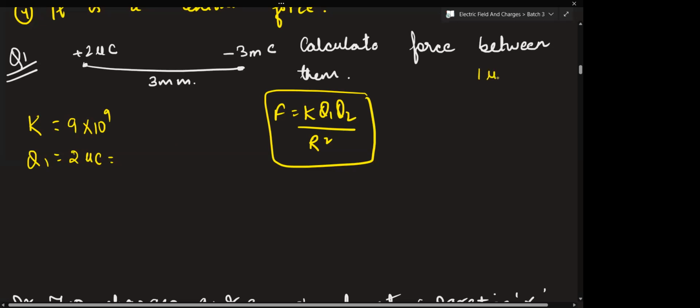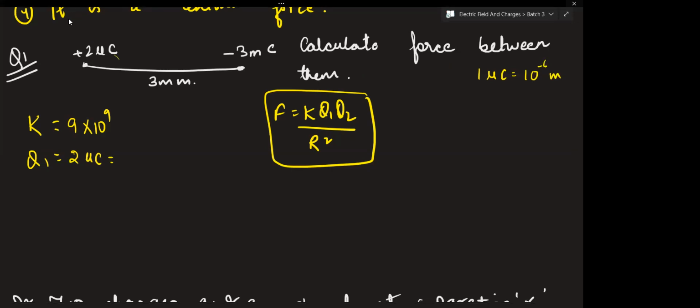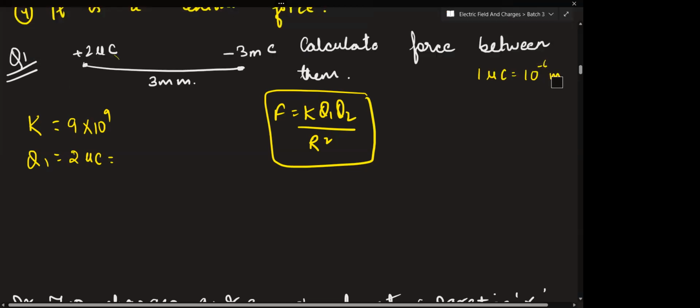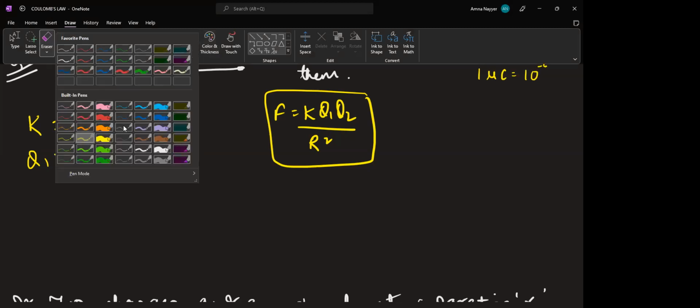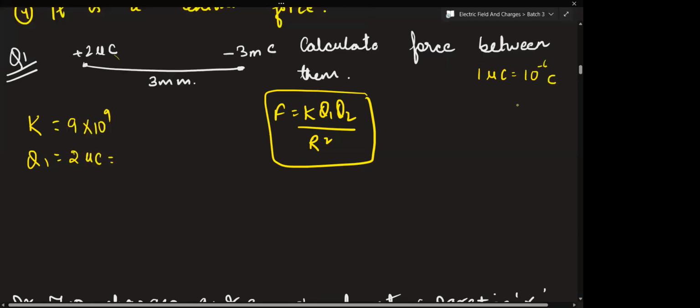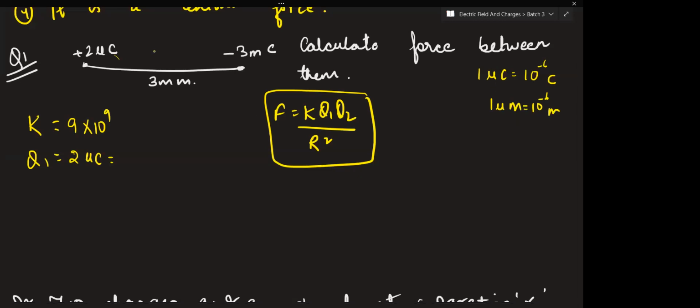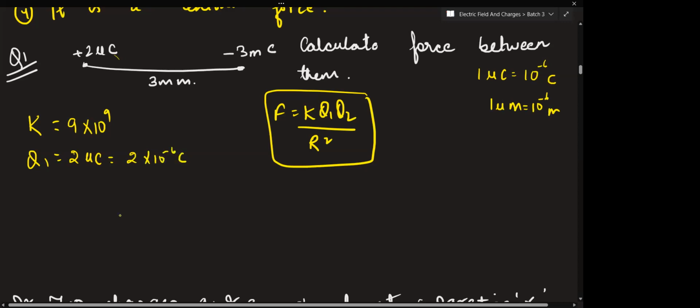See, I cannot use 1 microcoulomb as it is. 1 microcoulomb is 10 to the power minus 6 coulomb. If it is 1 micrometer, then it is 10 to the power minus 6 meters. Whenever you have to convert micro, write 10 to the power minus 6. That makes it in SI unit form. So this will be 2 into 10 to the power minus 6 coulombs.